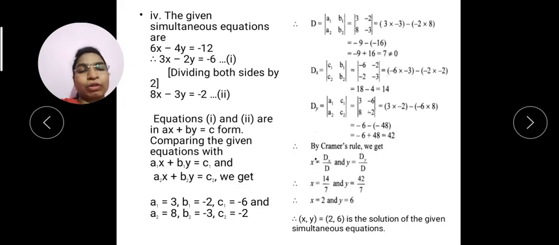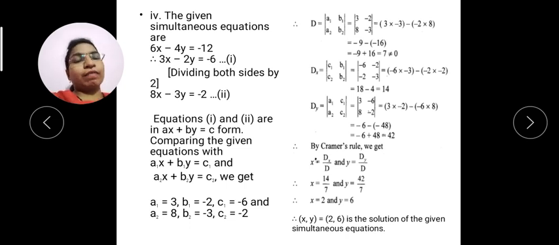Similarly the question number 4 also. Always remember that, firstly simplify the equation. Now listen here: 6x minus 4y is equal to minus 12. You can use the same, or what I did here, I divided the equation by 2. Why? For simplification. You can simplify and then solve, and you will get the answer easily.